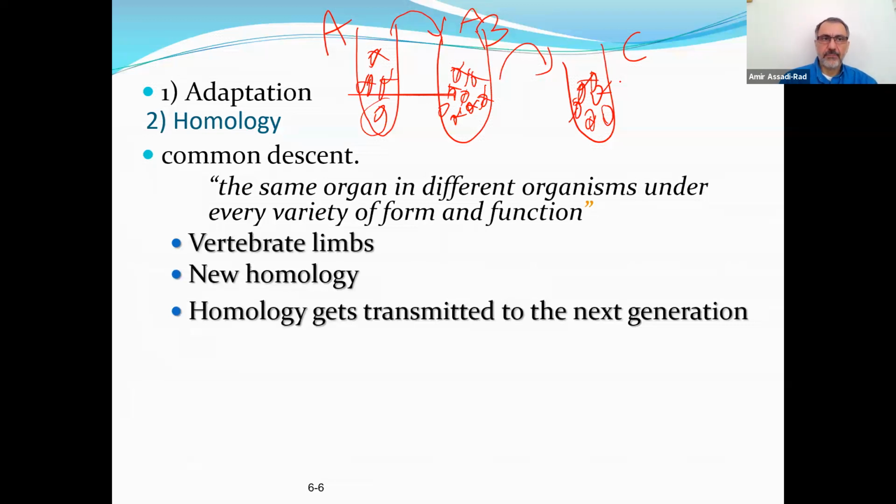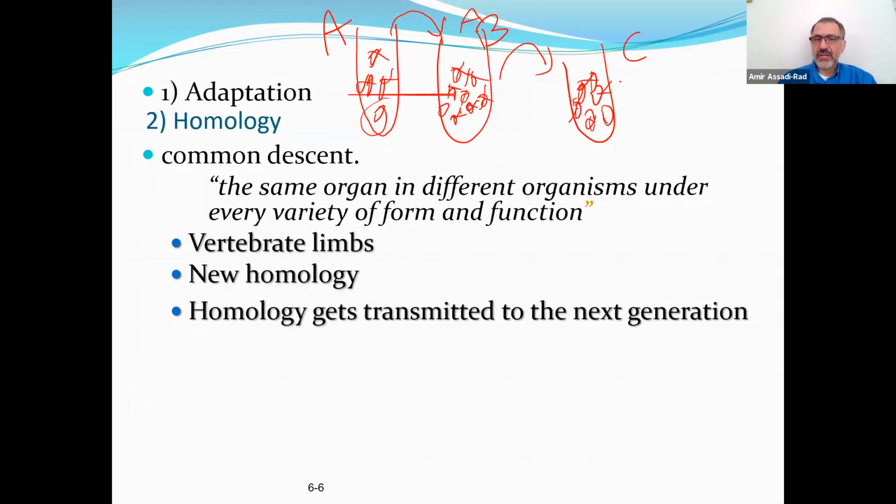So the other thing that evolution brings up is homology. It means organisms had a common descendant, a common ancestor. I'm talking about homology: the same organ in different organisms under every variety of form and function. So vertebrate limbs, and I will talk about that. The vertebrate limbs are very similar. The wings of a bat and my hand are very similar in the structure of the bones.